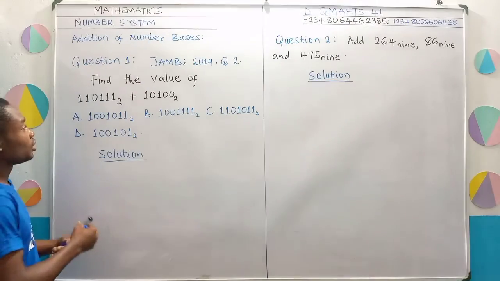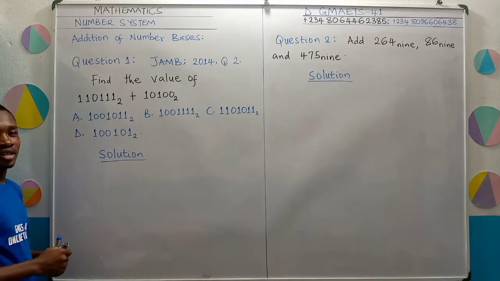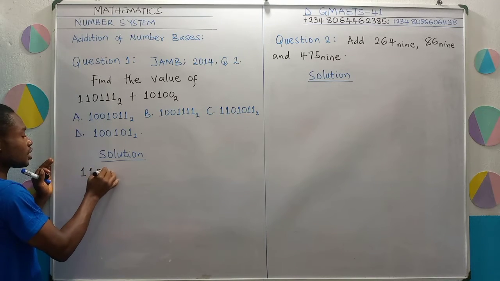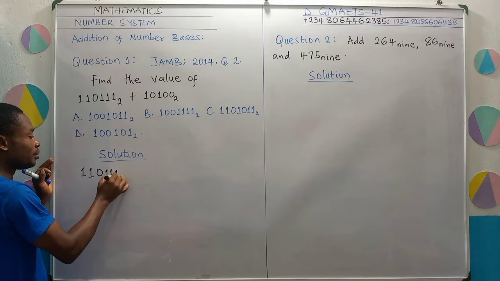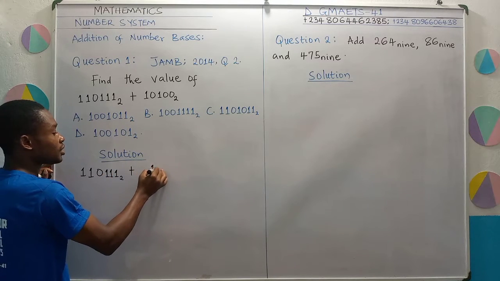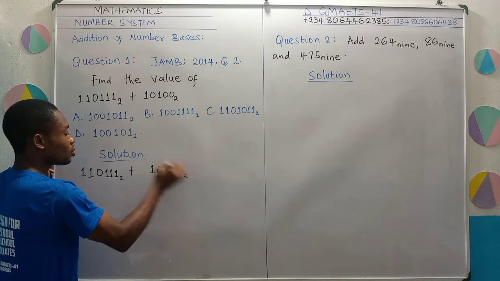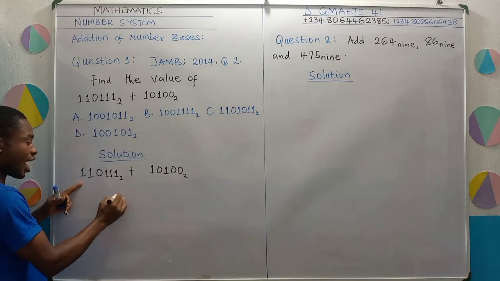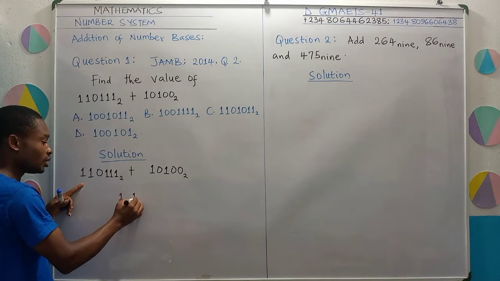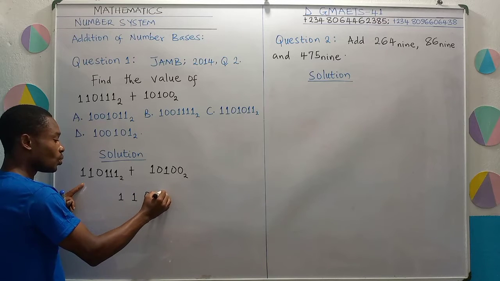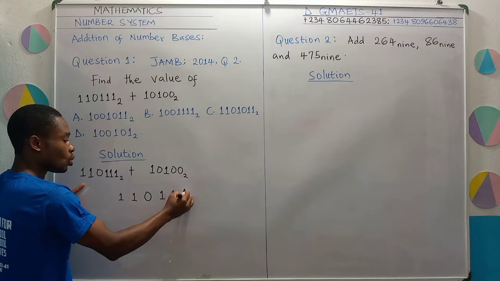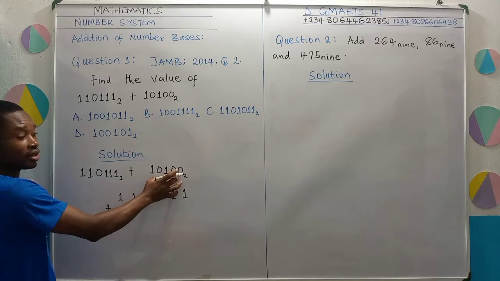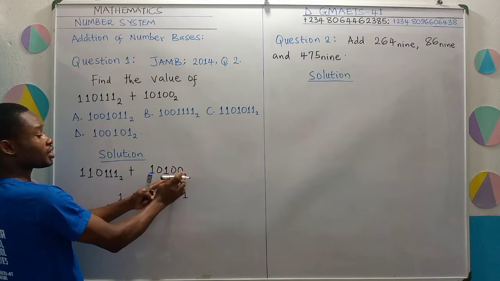Question number 1, we are to add this. Is that okay? So what we do, coming to this first question, we have 110111 base 2 plus 10100 base 2. So we're going to create our place value, writing the bigger number first. Here we have 1, 1, and then 0, 1, 1, 1. It's in base 2. We are adding this digit, this number to it. So coming here, we'll start with this digit.